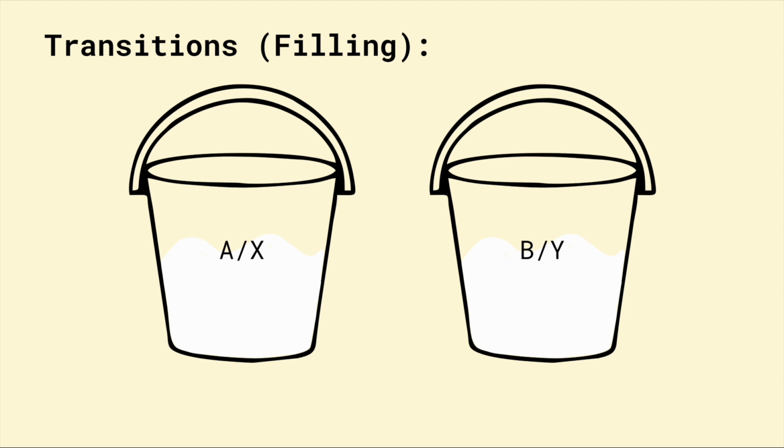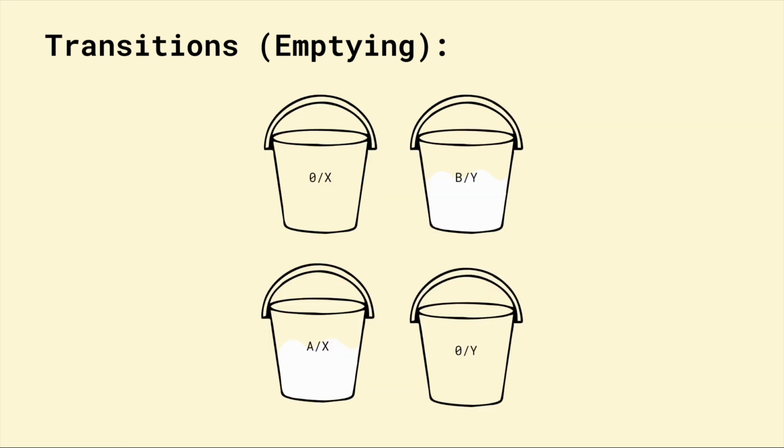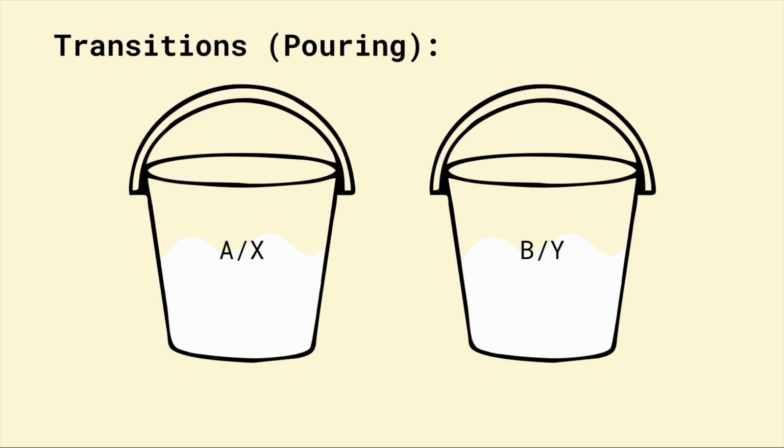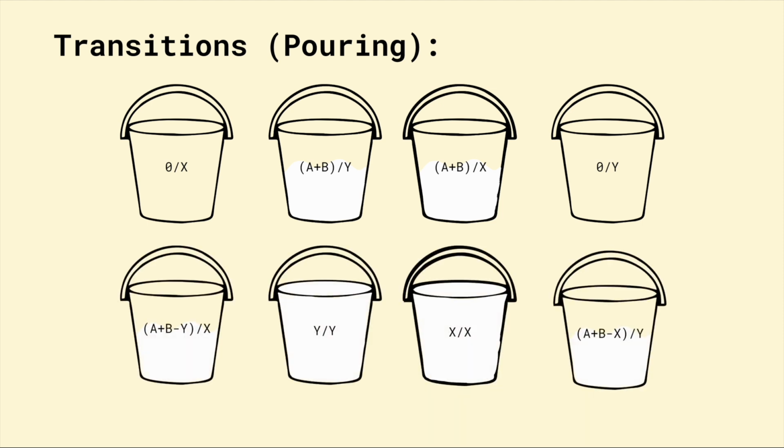Suppose both pails have some random amount of milk in them. Filling just means setting one's milk to its capacity. For emptying, one's pail is just set to 0. For pouring, we have 2 cases. Either all the milk can fit into one pail, so all of it goes into one pail, or all of it cannot fit into one pail, so one pail is filled and the other receives the leftovers.